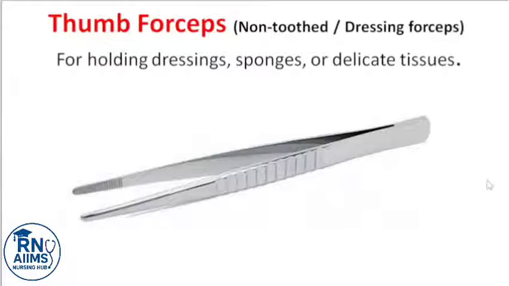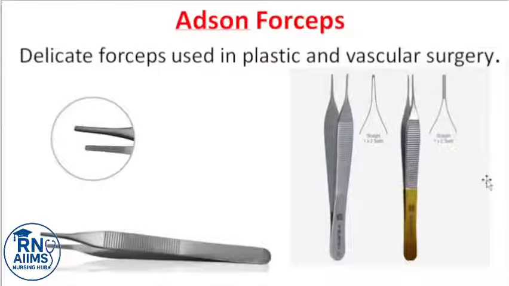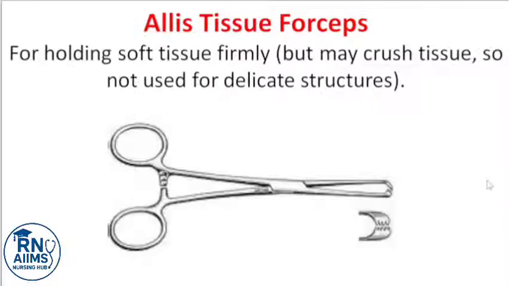Thumb forceps, non-toothed dressing forceps, for holding dressing sponges or delicate tissue. Toothed forceps or dissecting forceps, for holding skin or tough tissue. Adson forceps, delicate forceps used in plastic and vascular surgeries. Allis tissue forceps, for holding soft tissue firmly but may crush tissue, so not used on delicate structures.